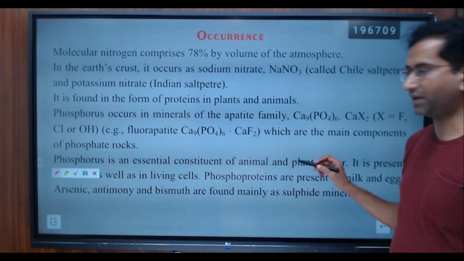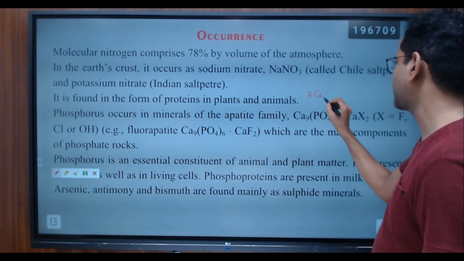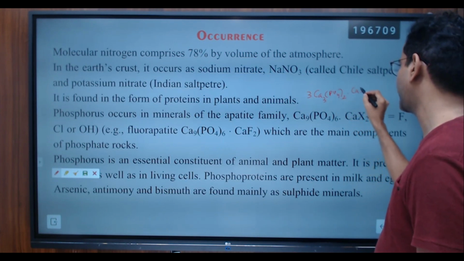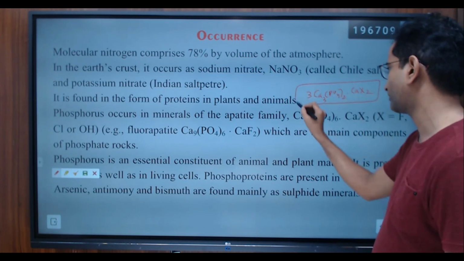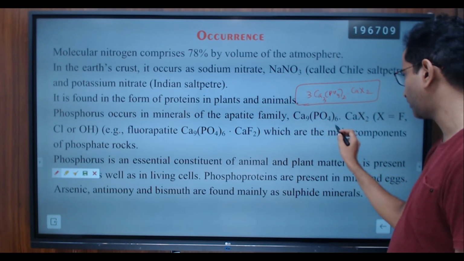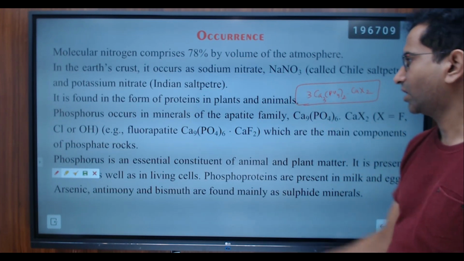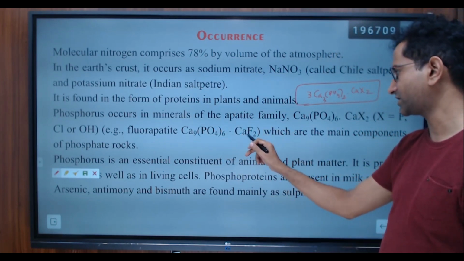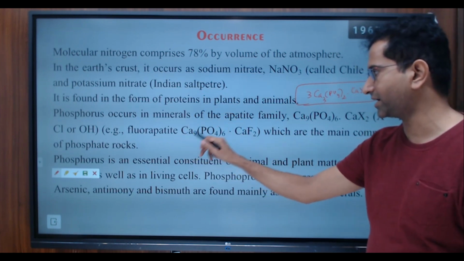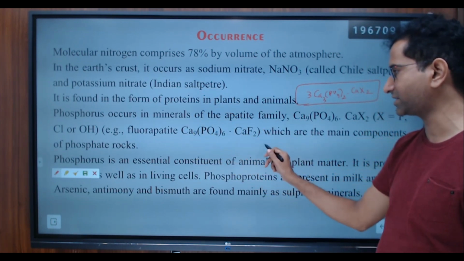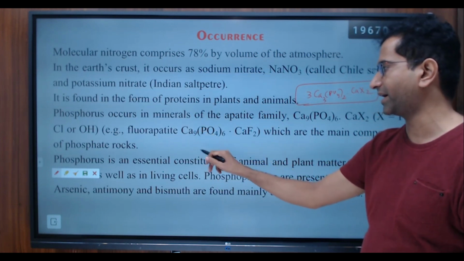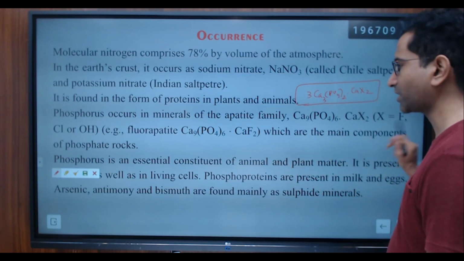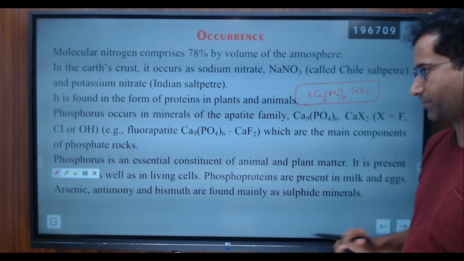At times it is given as Ca3(PO4)2·CaX2, this form also. So it is Ca9(PO4)6·CaX2. Okay, so fluorapatite, that is Ca9(PO4)6·CaF2. If it is chlorapatite, Ca9(PO4)6·CaCl2, and if it is hydroxyapatite, Ca9(PO4)6·Ca(OH)2. Which are the main components of phosphate rocks?